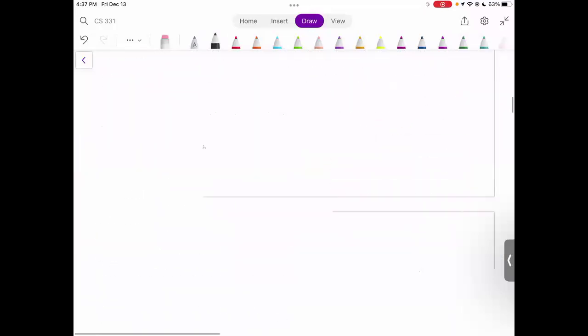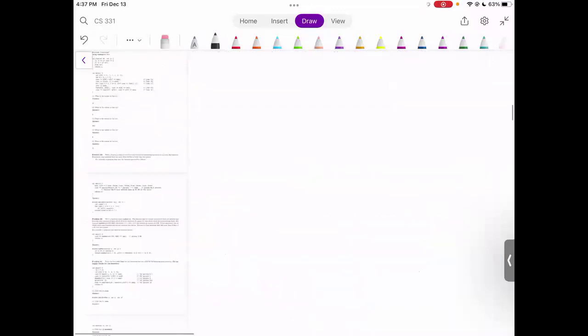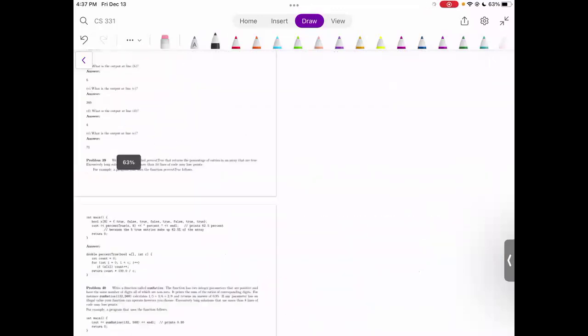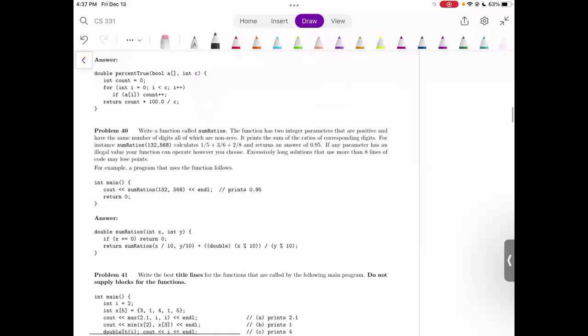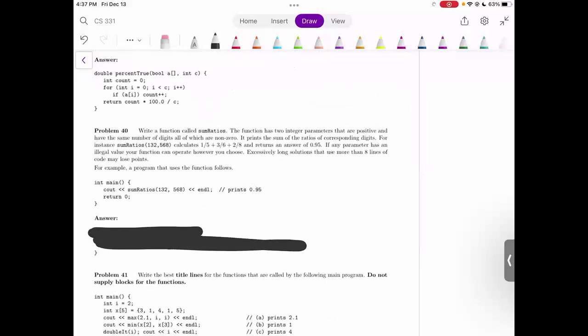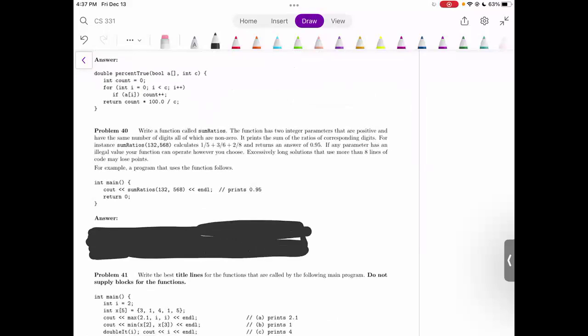Let me see question 40. This is 30. 40. Are you talking about this one? Sum ratios? No, I think I'll try to find it. I'll look through the PDF and try to find which one. Yeah, if you can send a picture of it, I can do it as well. Thank you.